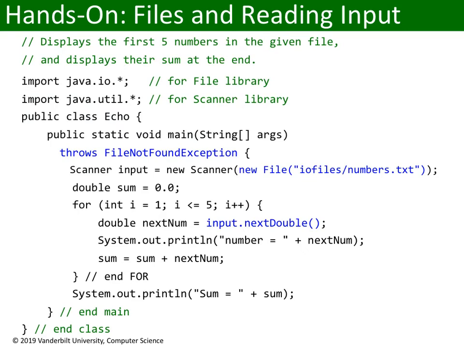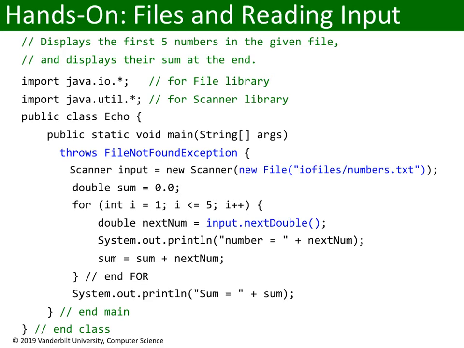So here's a program that we think will be able to read these 5 numbers in from the file and display their sum at the end. So let's talk through it. First of all, notice the documentation. It tells what it's supposed to do. Good. We're importing java.io to be able to make use of the file library. We're importing java.util to make use of the scanner library.